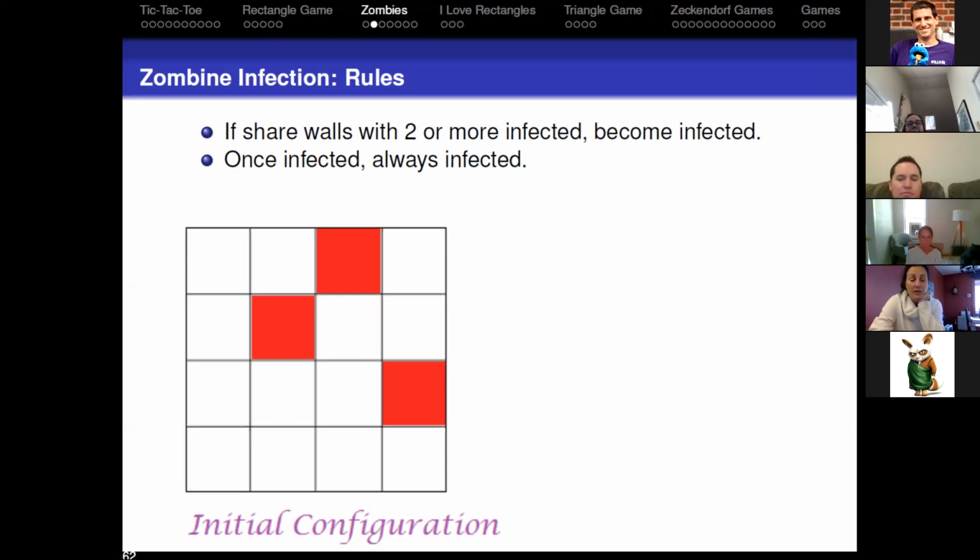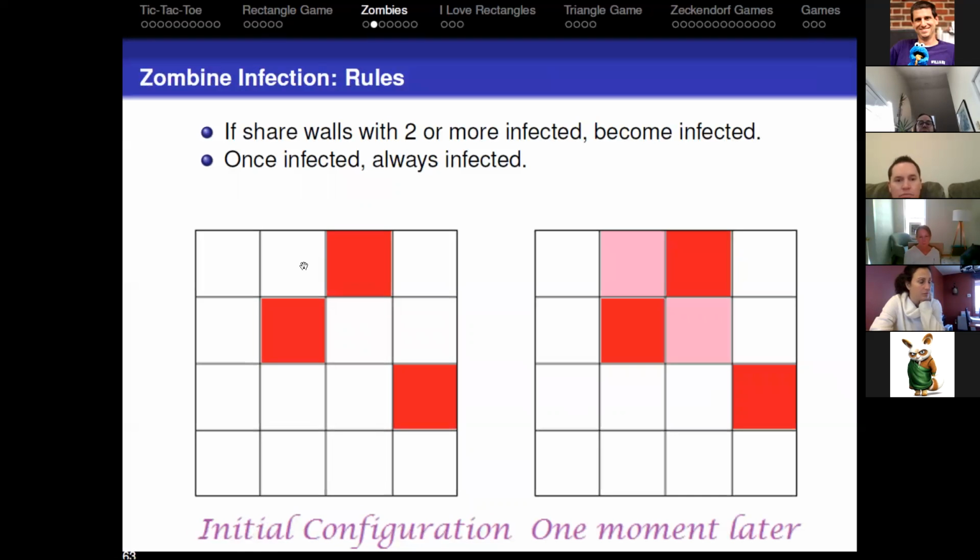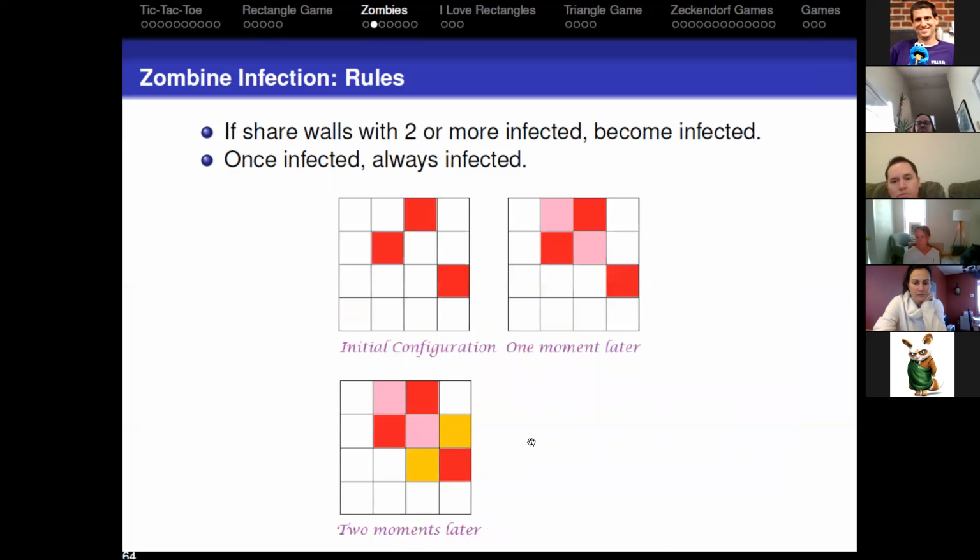Yes, which one? Give me row, column. Row 2, column 3. Anything else? Row 1, column 2. Right. So anything other than those 2 get infected initially? No, just those 2. Now at the next level, is there anything that's now adjacent to 2 infected cells? Row 2, column 4. Anything else? Row 3, column 3.